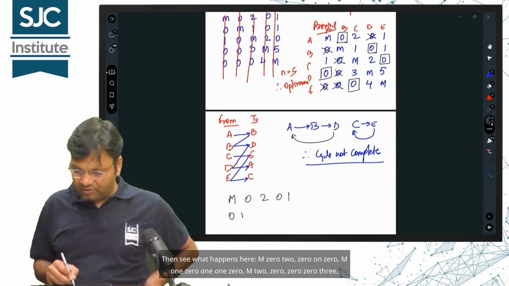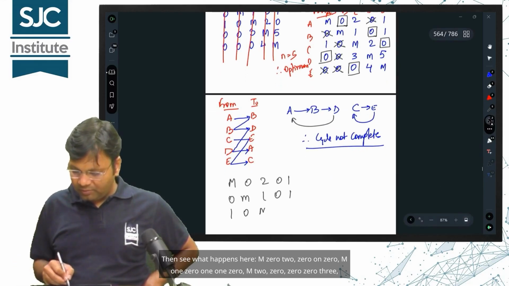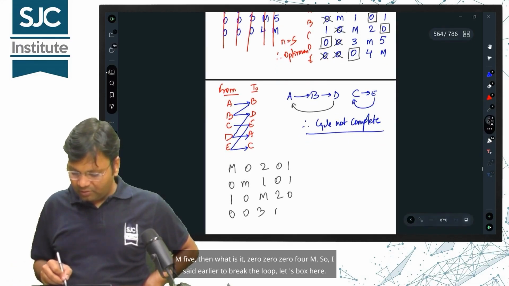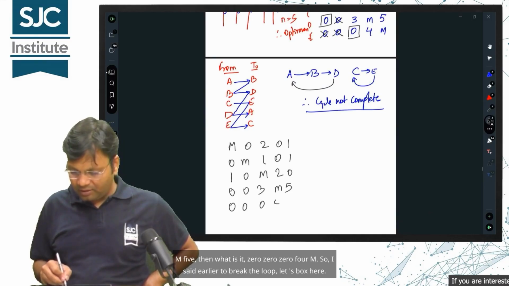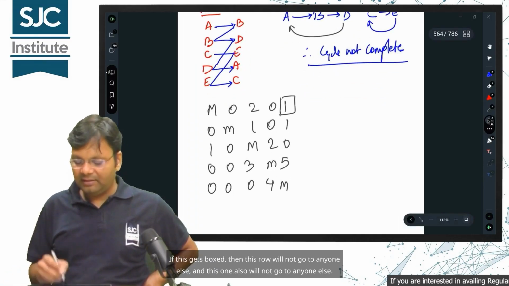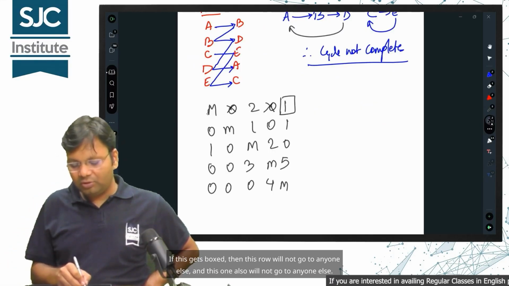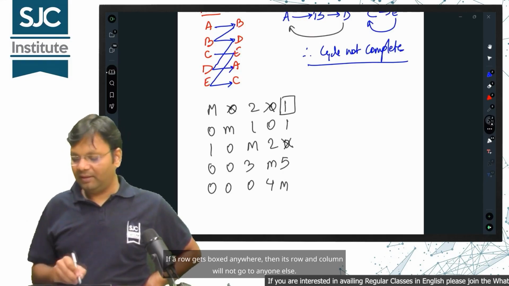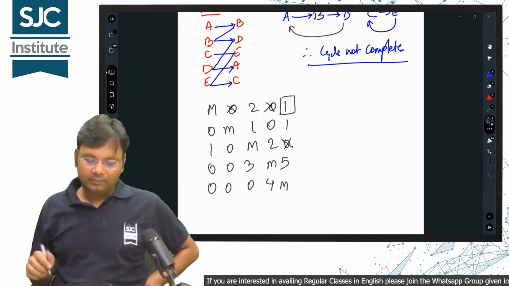I said earlier to break the loop, so let's box here. If this gets boxed, then this row will not go to anyone else, and this one also will not go to anyone else. If a row gets boxed anywhere, then its row and column will not go to anyone else.